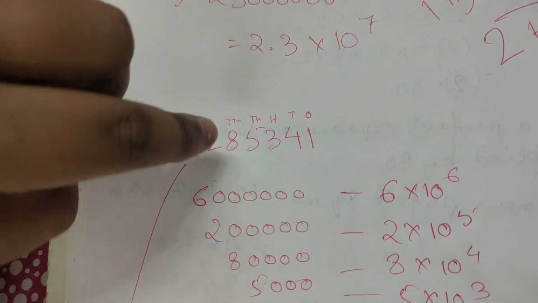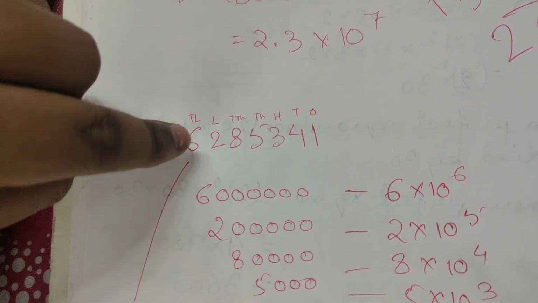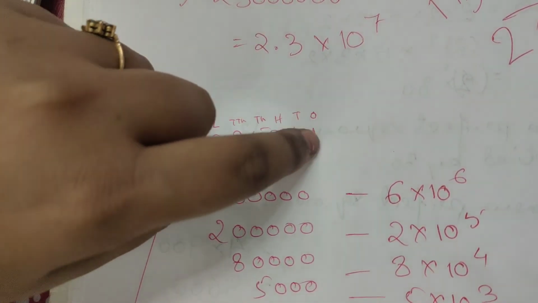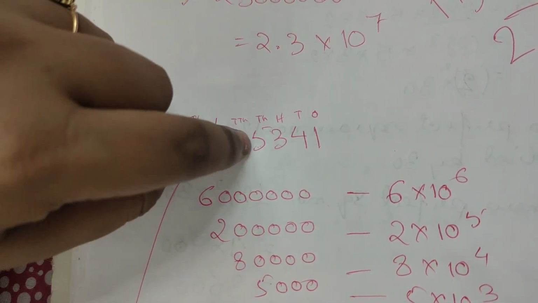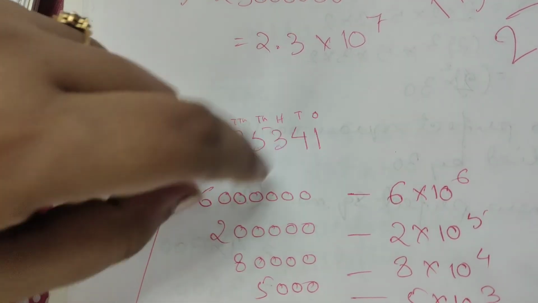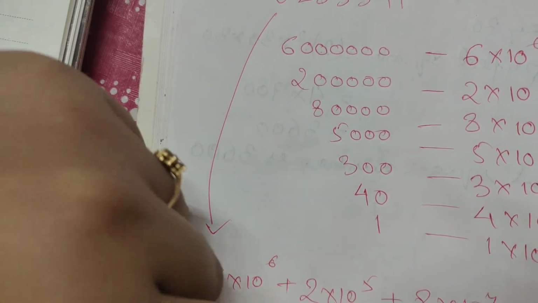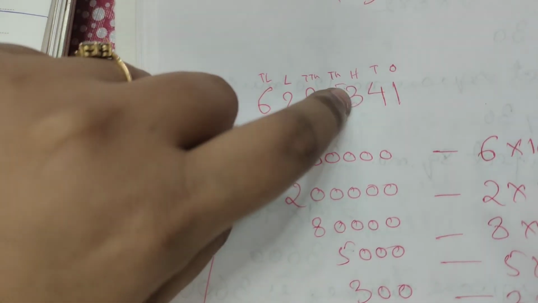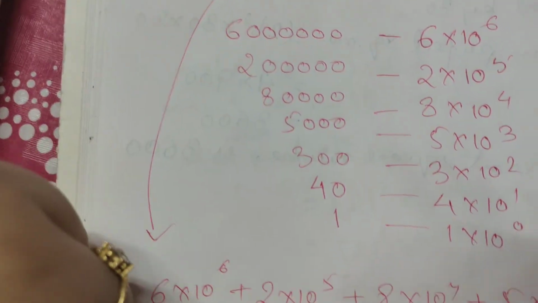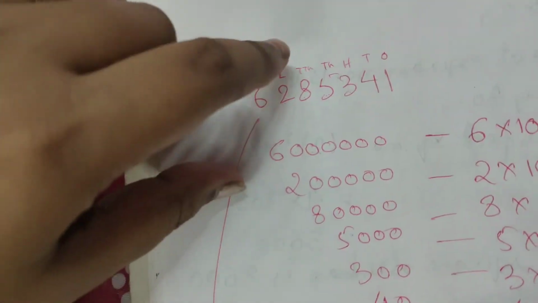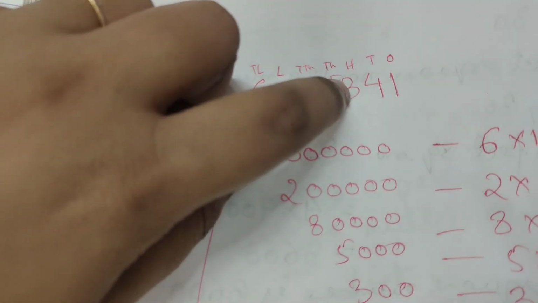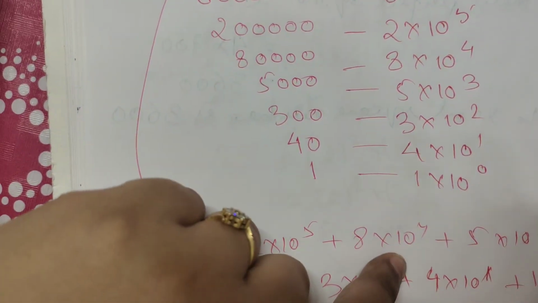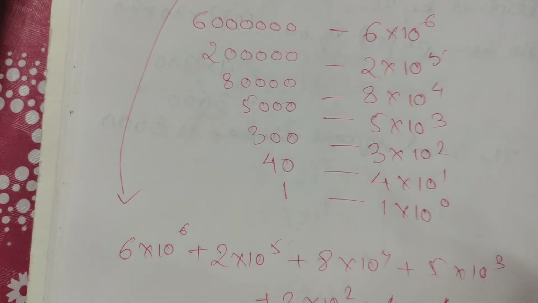After writing the number, count the number of digits after each digit. So it is 1, 2, 3, 4, 5, 6. Just write 10 to the power 6 plus 2. Then count the numbers 1, 2, 3, 4, 5, so 10 to the power 5 plus 8. Then 1, 2, 3, 4, therefore 10 to the power 4. This way you follow. Okay.